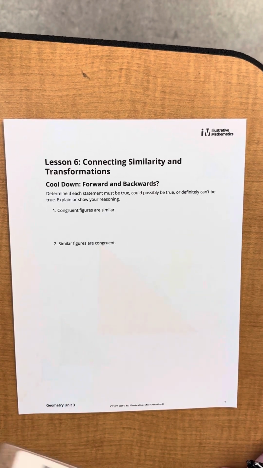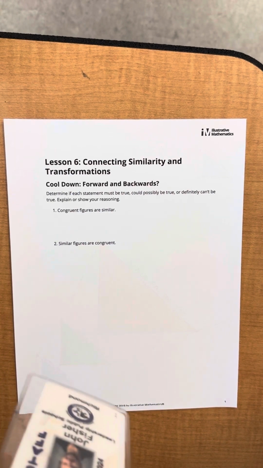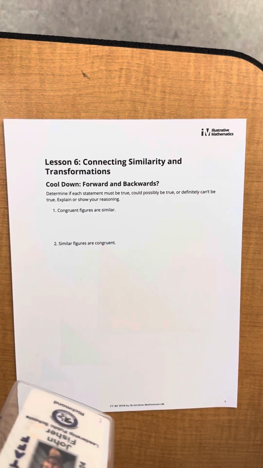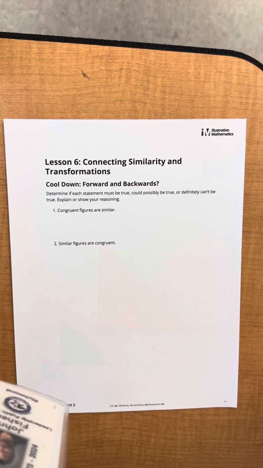Okay, folks, it's lesson 6, connecting similarity and transformation. So the cool down says determine if each statement must be true, could possibly be true, or definitely cannot be true. Explain or show your reasoning.